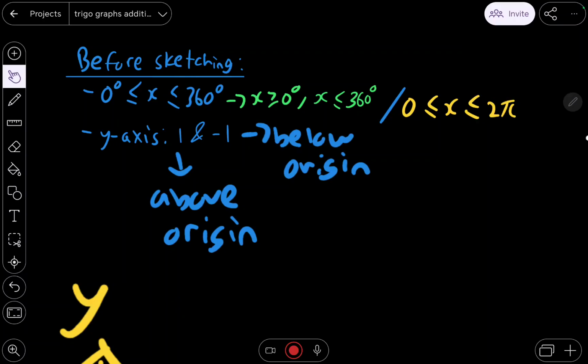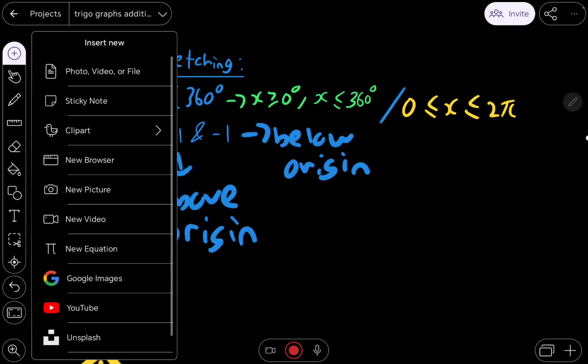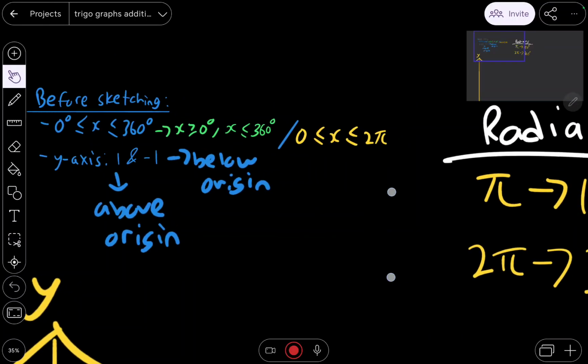Okay, so before we sketch, always remember this very important point. The first point: x has to be more than or equal to 0 degrees and less than or equal to 360 degrees. Questions will write it out like that, but break it down for yourselves and know that x is more than or equal to 0 and x is less than or equal to 360 degrees. This is very important because questions will give it to you like this, and the green one is what they actually mean. So they're a bit indirect, and you have to unpack it for yourself to fully understand it.